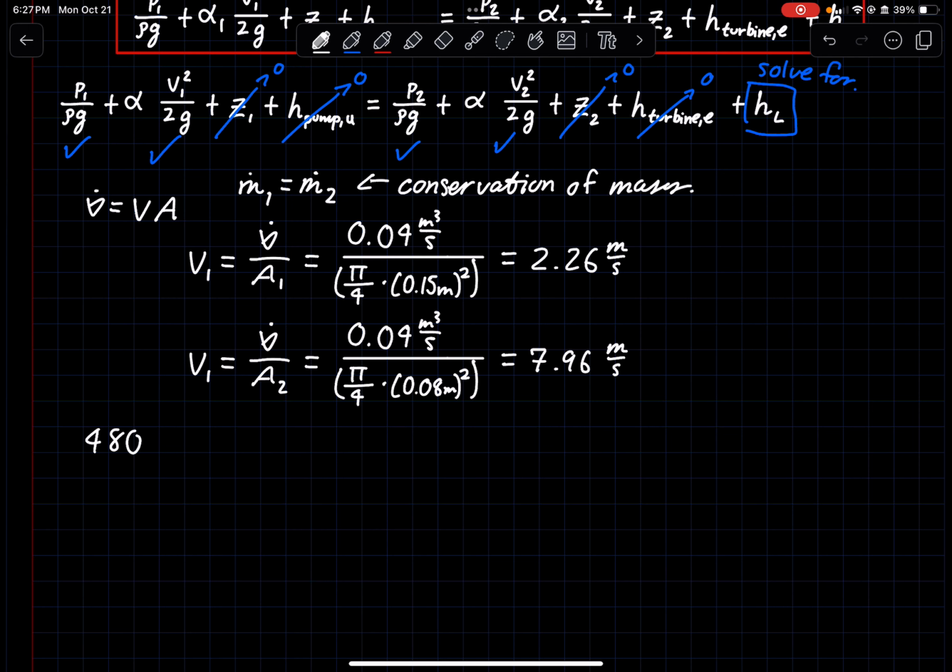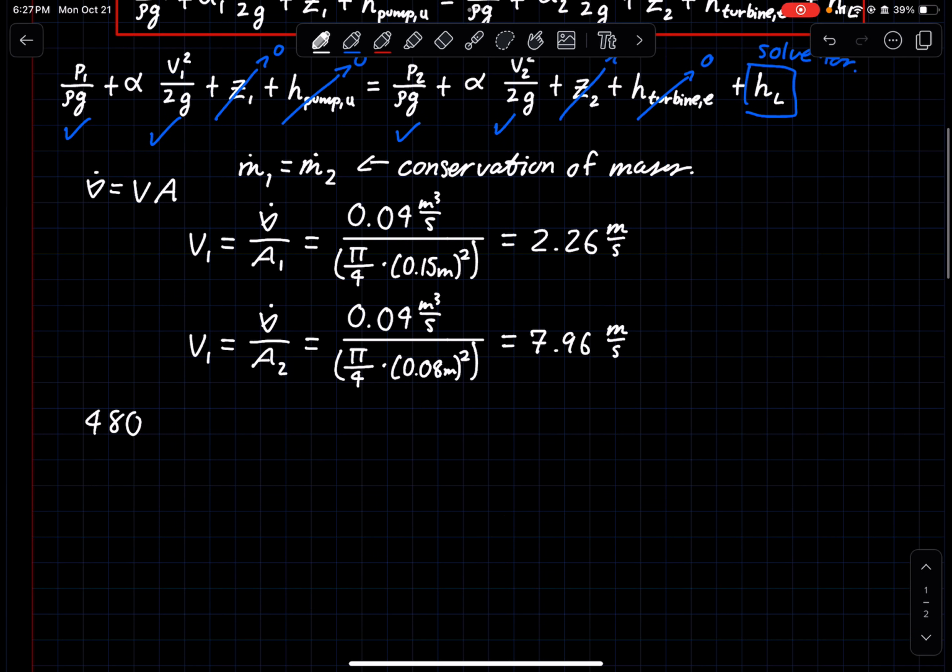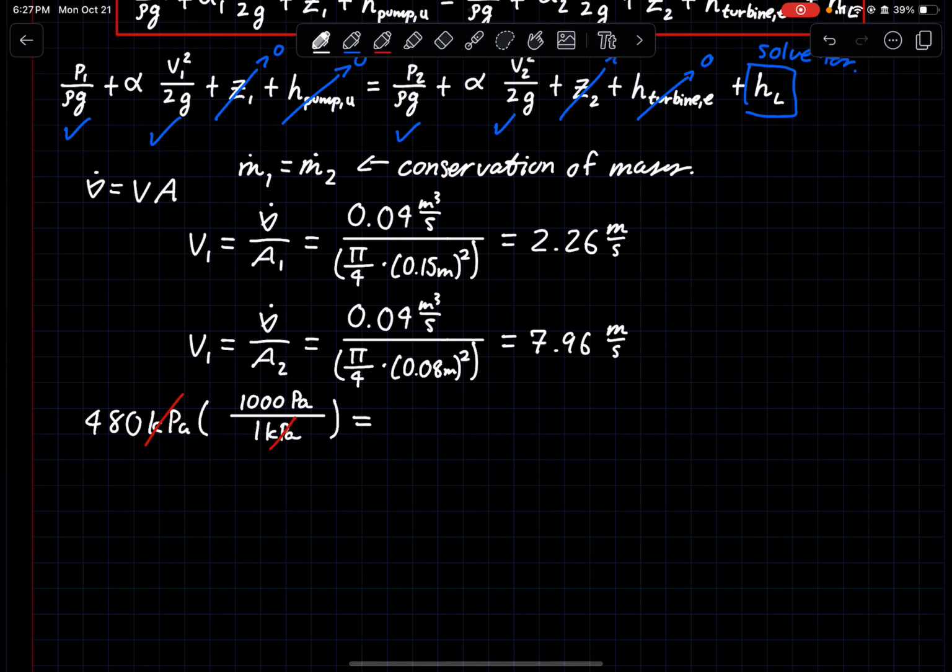let me actually just do one of these, 480 kilopascals is equal to 1,000, or there's 1,000 pascals in 1 kilopascal. Then we can cancel out our kilopascals and give us 480 times 1,000, which is, I know, very shocking, 480,000 pascals.